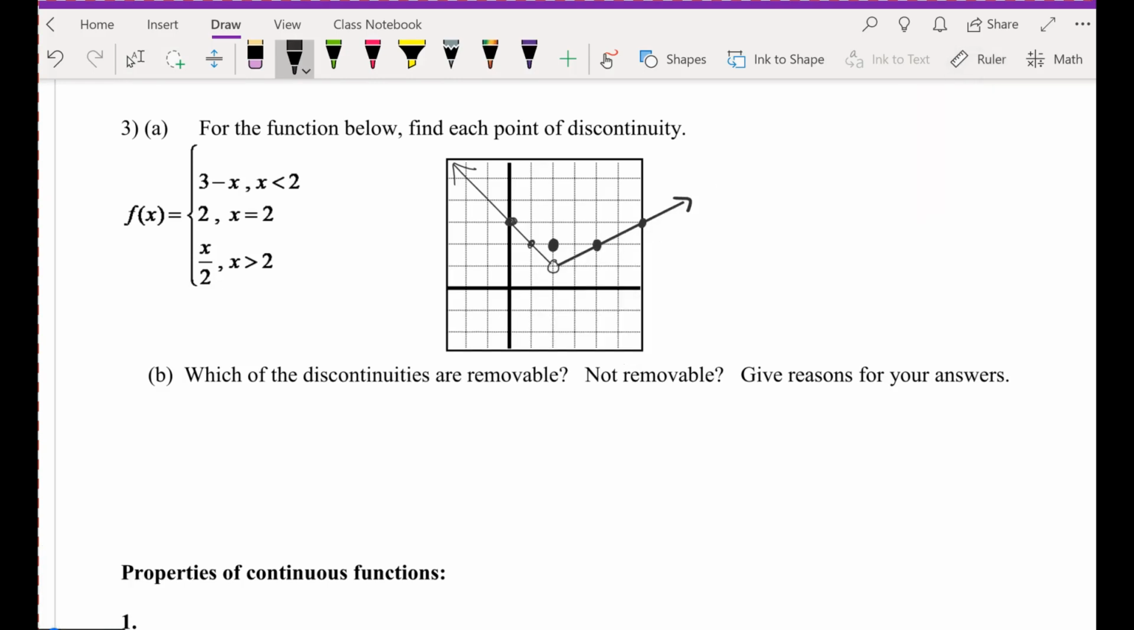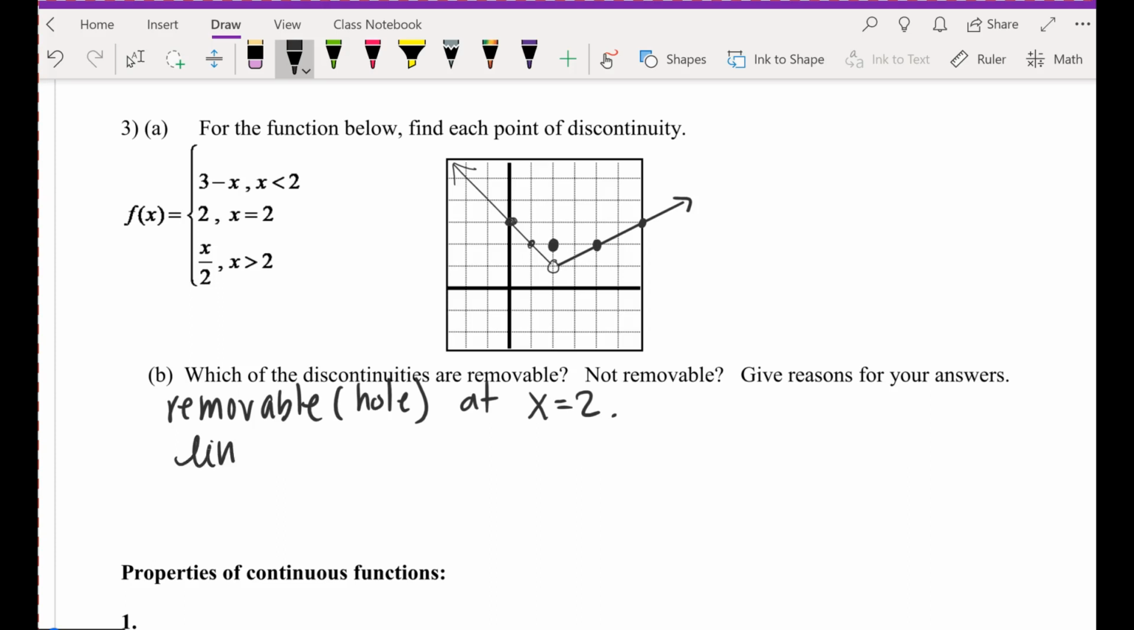Yes. So now B says, which of the discontinuities are removable or not removable? Give your reasoning. So out of those 4, which one's this one? It's a hole, a removable discontinuity, aka hole. I can take either one. At x equals 2. How do you prove it? Because it says give your reason. What would you write? The limit.